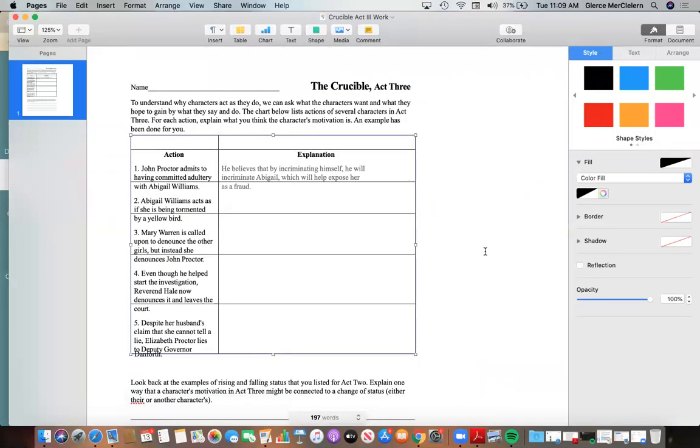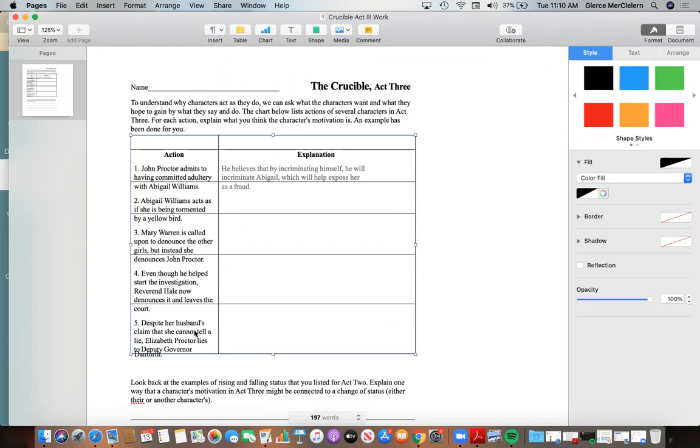For Act 3, we're going to be looking at the motivations of different characters to understand why characters act the way that they do. So think about what the different characters want and what they hope to gain by what they say and what they do. This chart lists the actions of several characters in Act 3. So there's a few Act 3 spoilers in here, but we're going to finish Act 3 by the end of the week.